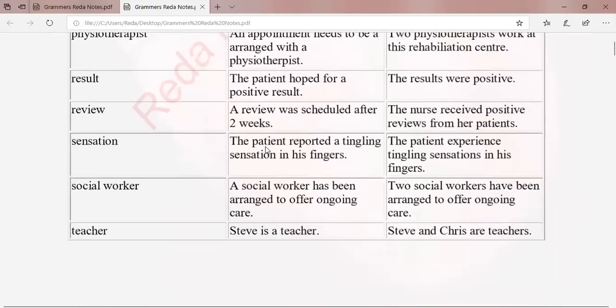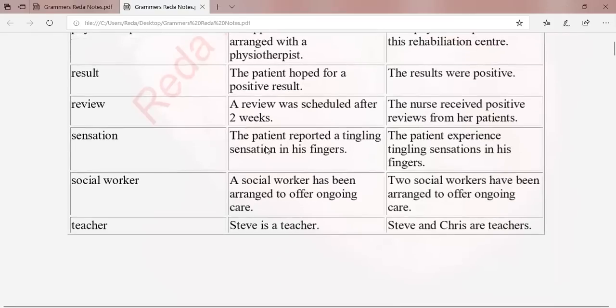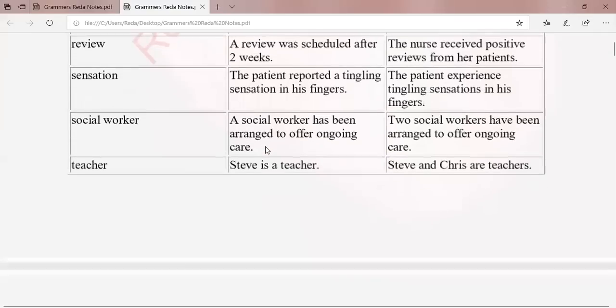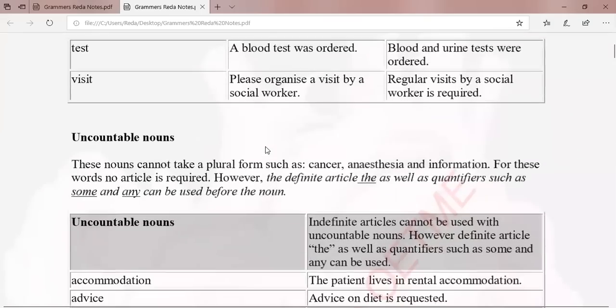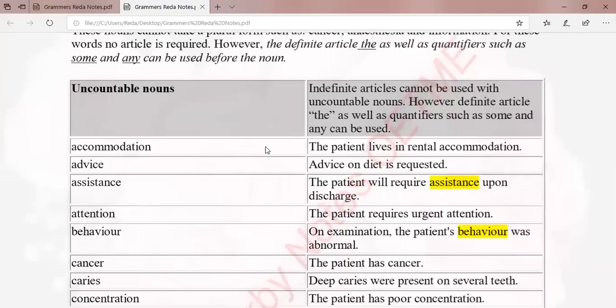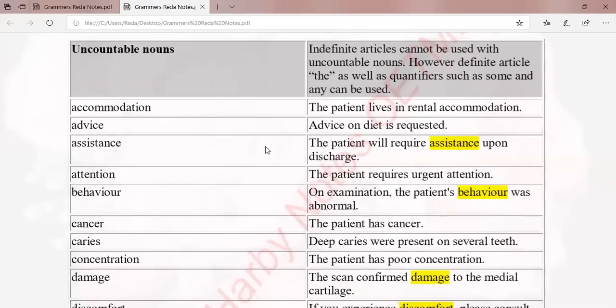So an article, a review, on today's review, or the nurse received the positive reviews, sensation, social work. All of these are countable nouns, but uncountable nouns you have to keep uncountable, like accommodation. You cannot say an accommodation, because these are uncountable nouns.